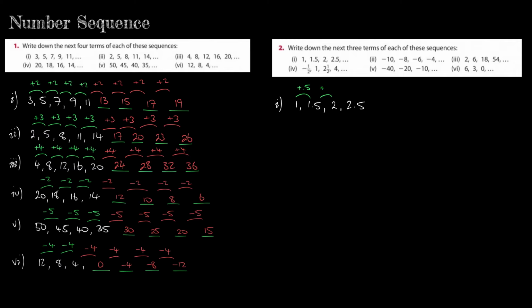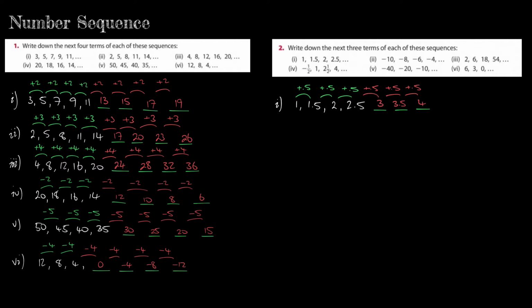plus 0.5, plus 0.5. So the next one there is going to be 3, because I'm adding 0.5, 3.5, and obviously 4. Okay. I'll give you a chance there to try the next few, and then we'll move on.